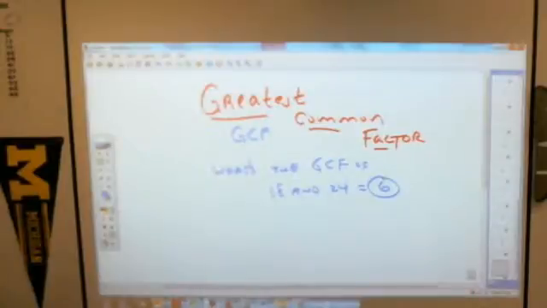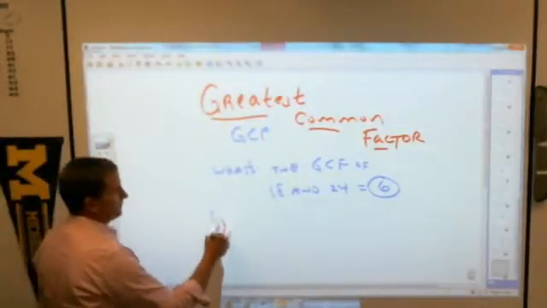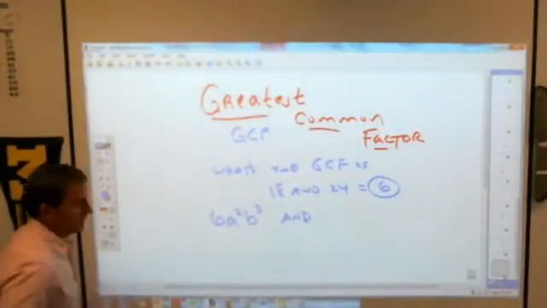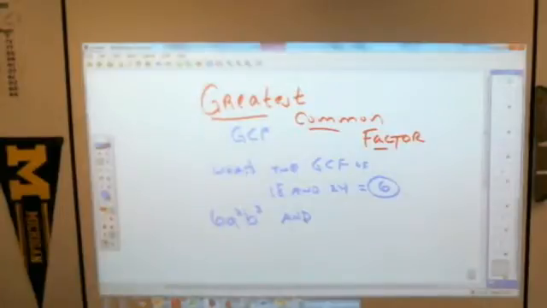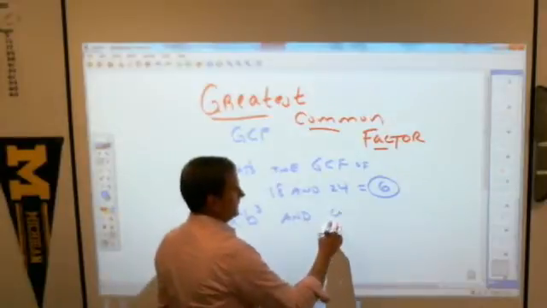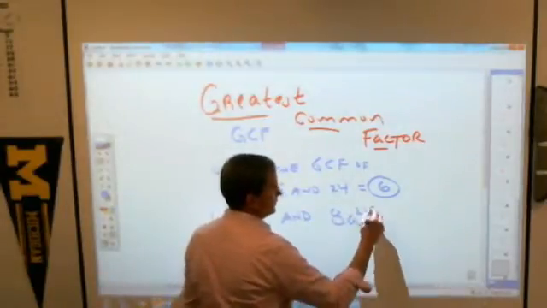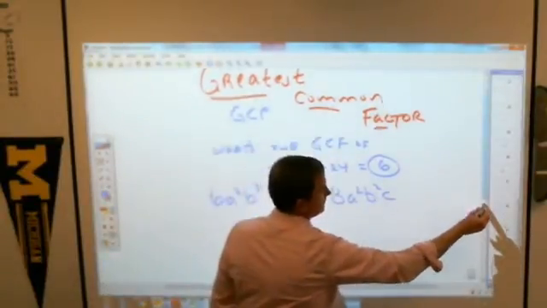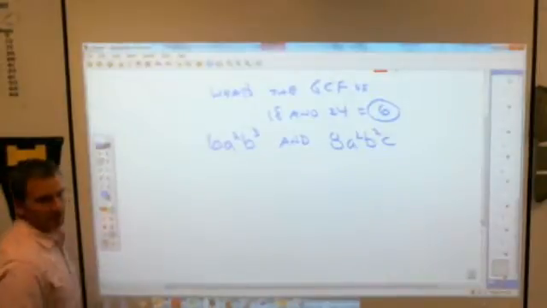However, ladies and gentlemen, life will slap you in the face when they ask you this. What's the greatest common factor of 6a squared b cubed and 8a squared b squared c? Anybody jumping on that bandwagon? Without looking in the book.